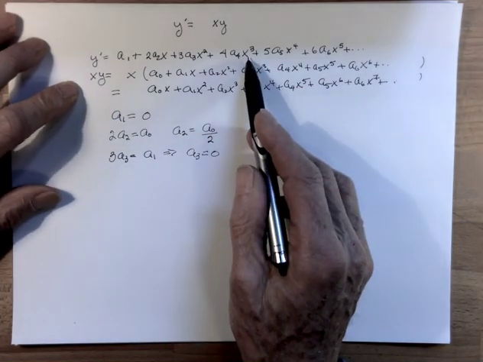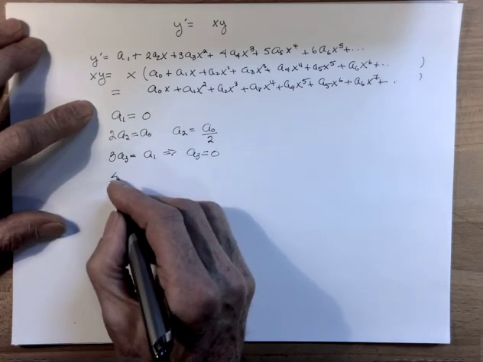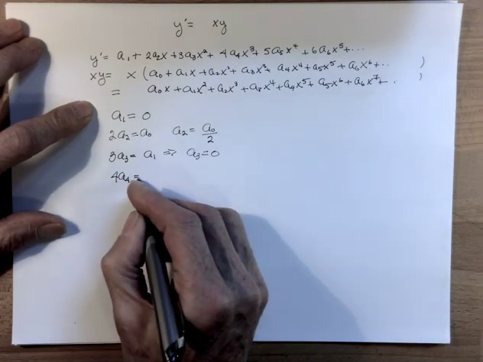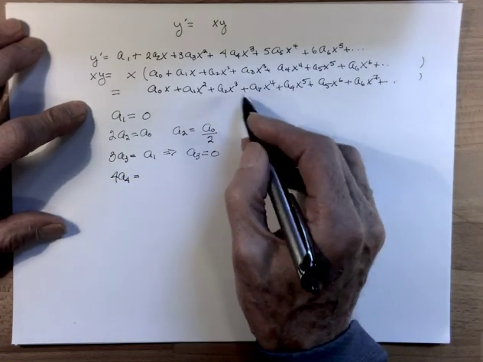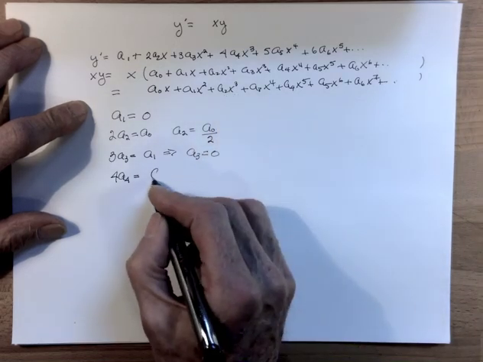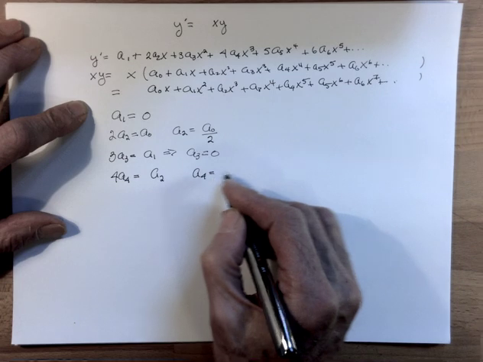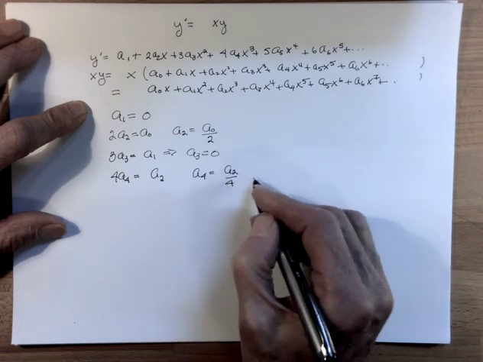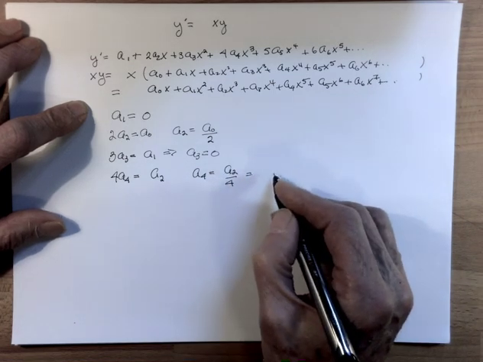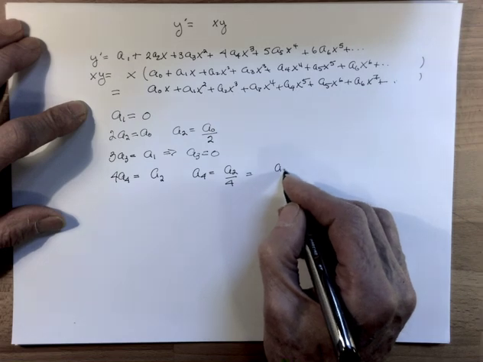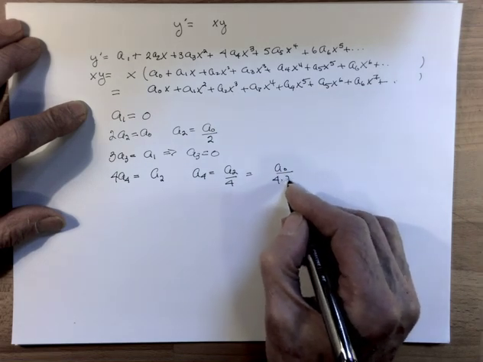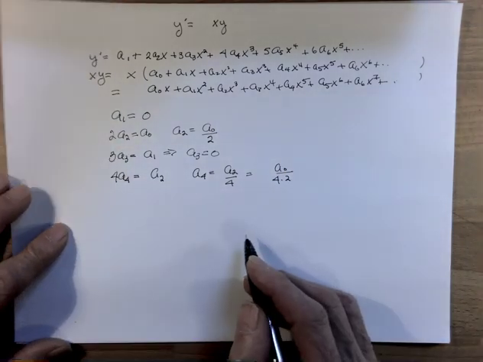Let's look at the x cubed term. We would have 4a4 equals a2, which implies a4 is a2 over 4, which is a0 over 4 times 2. We'll leave it as 4 times 2.